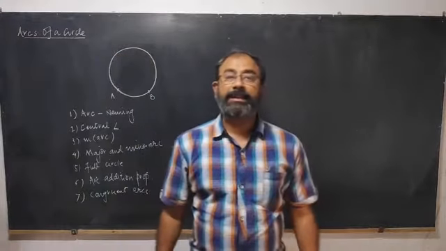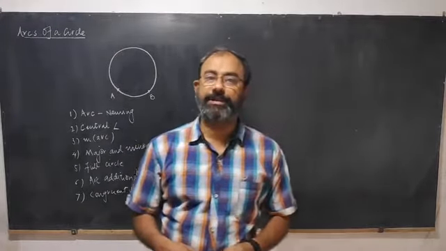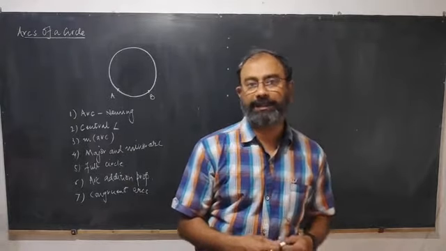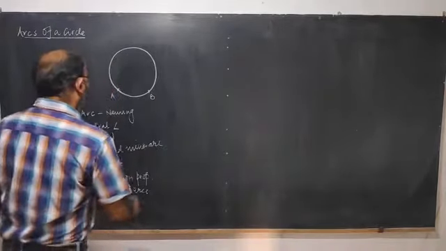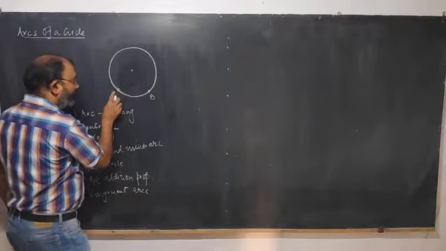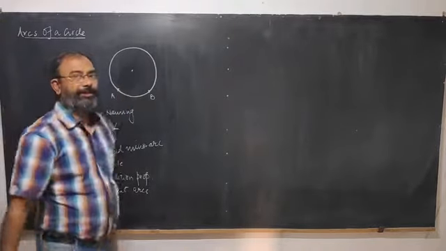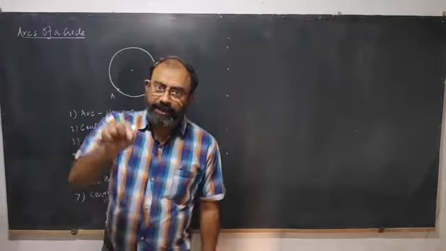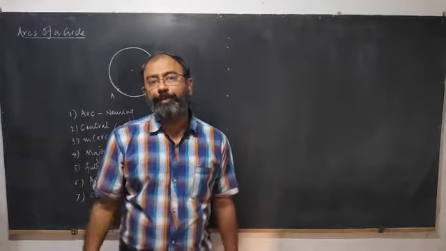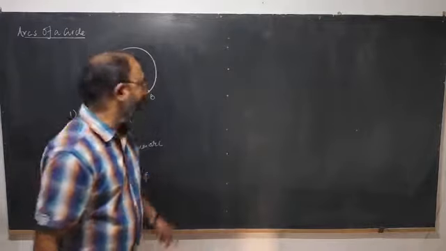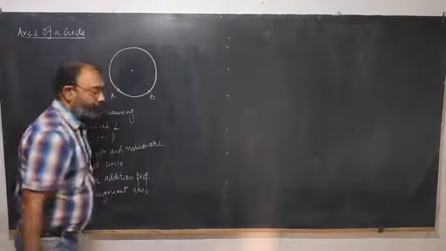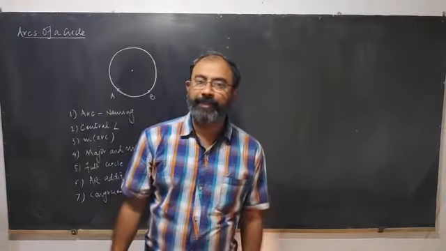Hello children, let us revise the fundamentals of arcs of a circle which we have studied in the lower classes. If you take two distinct points on a circle, then the part of the circle between these two distinct points is called an arc of a circle. Okay, so this figure shows arc AB.